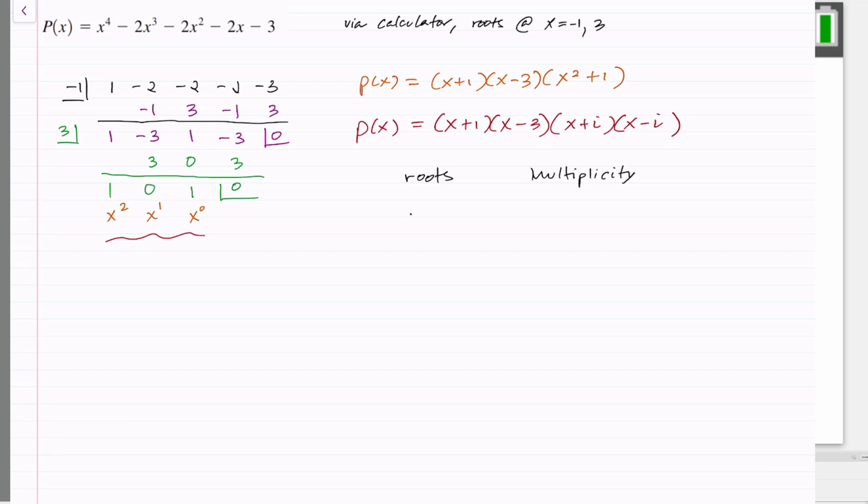So we had a root at -1 and it had a multiplicity of 1. We found another root at 3 and it had a multiplicity of 1. And then we had roots at plus or minus i, or if you prefer, you could say 0 plus or minus i if you want to be real wooden about it. And those are 1 each. Never hurts to be clear about things, right?